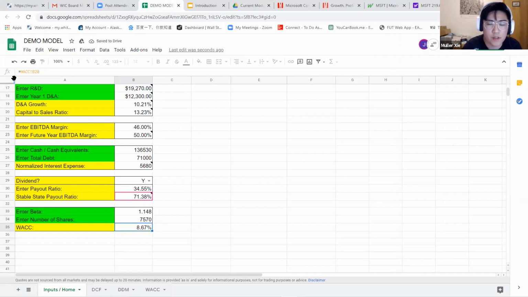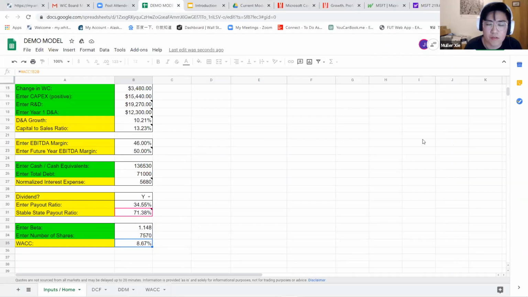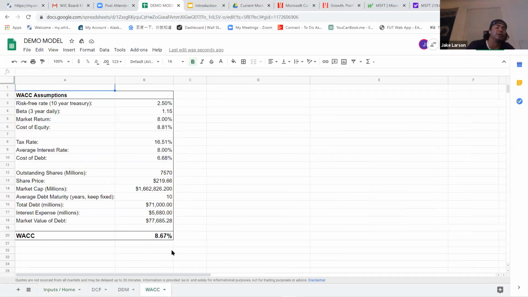And then I think Jake will talk about how you can calculate the WACC based on the data you know. Yeah, so as you can see there, the WACC is 8.67. That's something that is auto calculated for you in the WACC tab below in the model. As you can see, it's the fourth tab there. It's a very complex formula, so you don't need to calculate it yourself because the model does it for you.